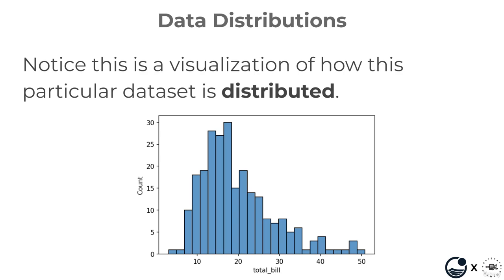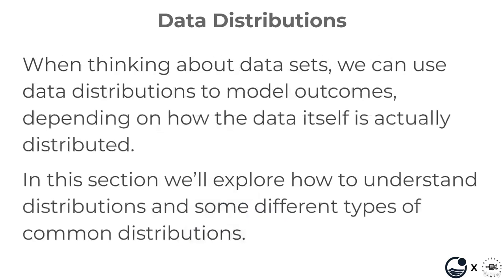For example, I can see the distribution of the total bill from the TIPS dataset that we've been exploring. This allows me to realize that most of the values are going to fall between $10 and $30, meaning that if I were to randomly pick a bill value, it has a higher likelihood of falling between $10 and $30 than being above $45. When thinking about our real-world datasets, we can use data distributions to model outcomes, depending on how the data itself is actually distributed.